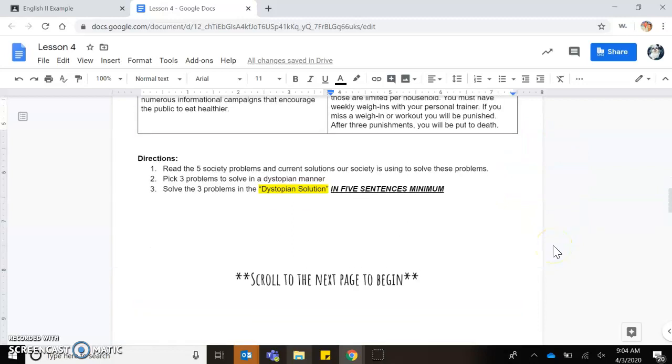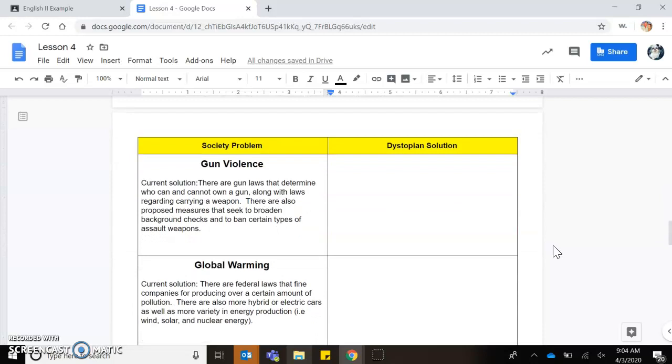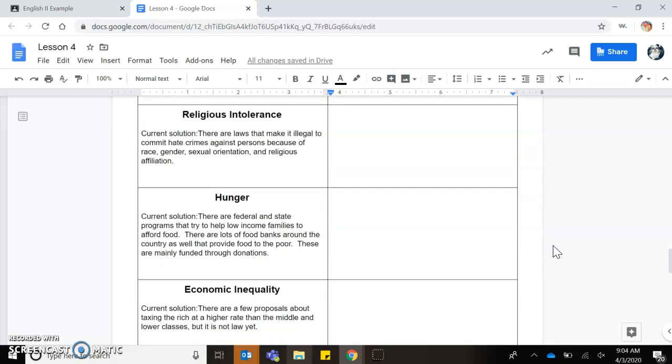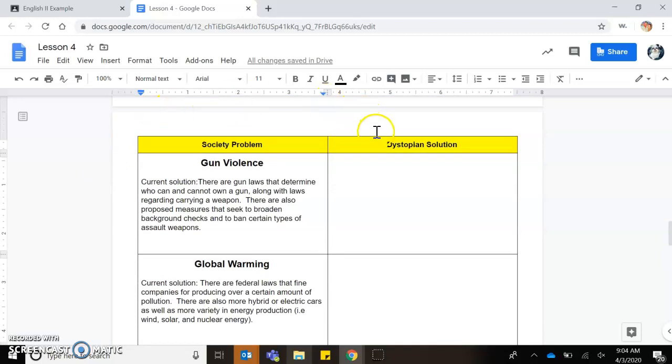All right, so your society problems are down here, and you are going to pick 3 of the 5. You have gun violence, global warming, religious intolerance, hunger, and economic inequality. Then it has current solutions, what the U.S. is doing right now to solve these problems, and then you are going to write an extreme reaction, the dystopian solution, in this one. 5 sentences minimum. You only have to do 3 of the 5. How many? 3 of the 5.